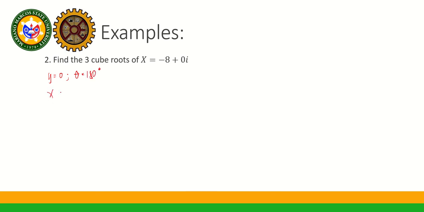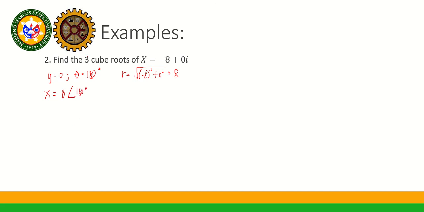So our complex number is denoted as x. So this will be equal to, in polar, what is r? Okay, so compute muna natin si r. This will be equal to the square root of negative 8 squared plus 0 squared. Therefore, yung r natin will be equal to 8. So, x will be equal to 8 angle 180 degrees.